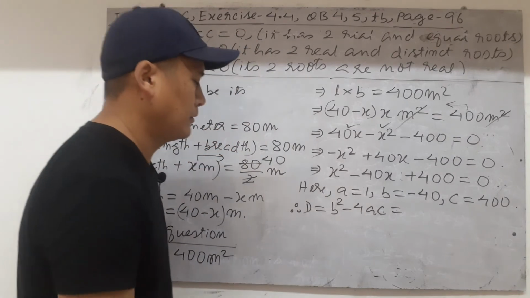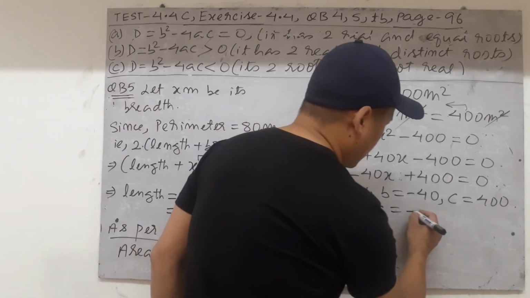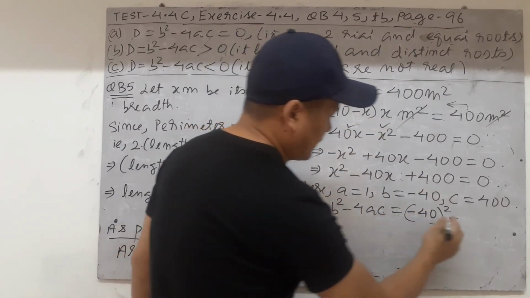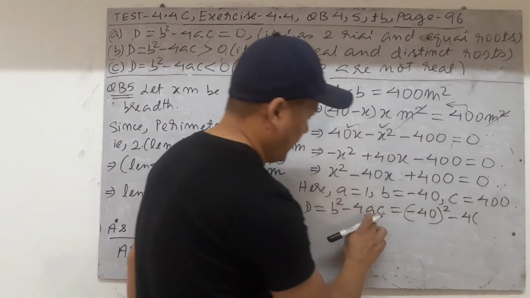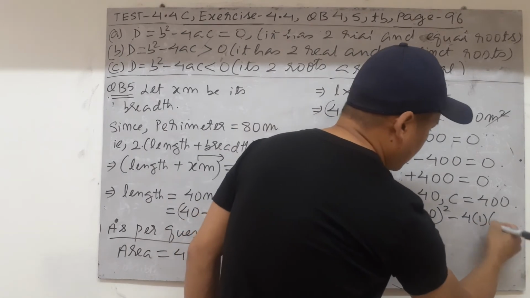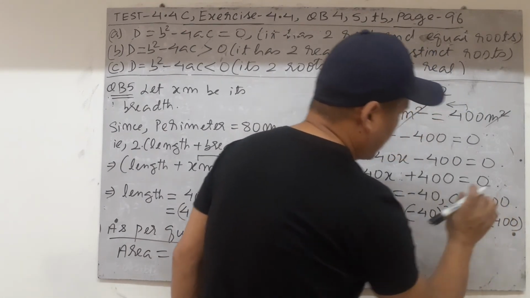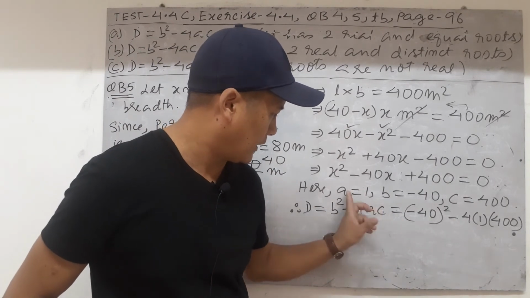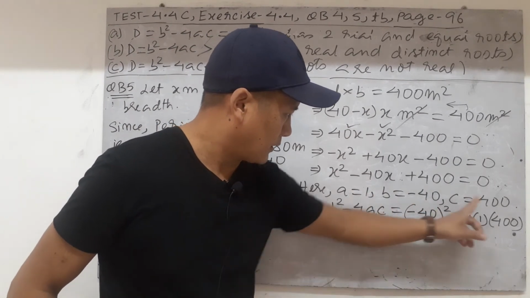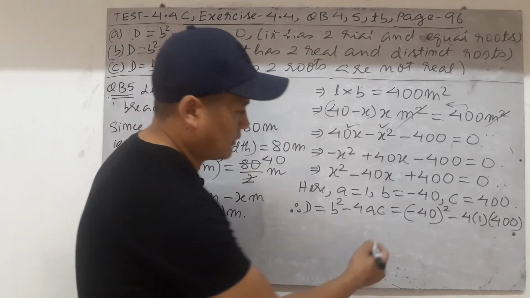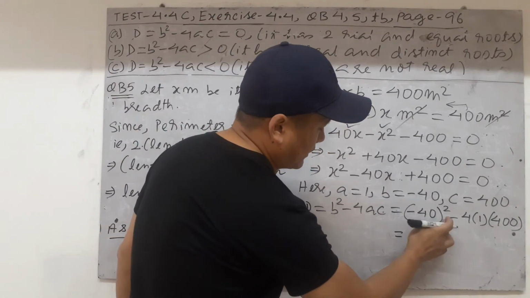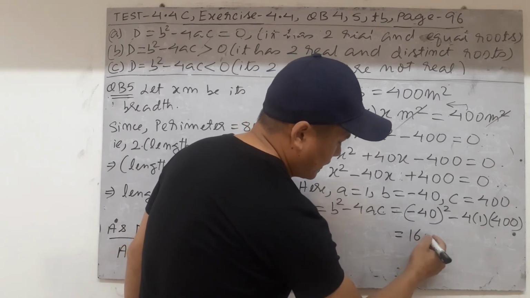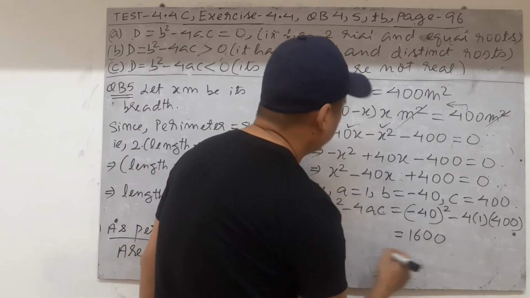So that will equal, b is here minus 40, so write minus 40, the whole thing squared, b squared, minus 4 into a, here 1, into c, 400, as you can see. So b squared minus 4ac, a is 1, c is 400. Let's solve this carefully here. Minus into minus, minus squared, so plus. 4 fours are 16.